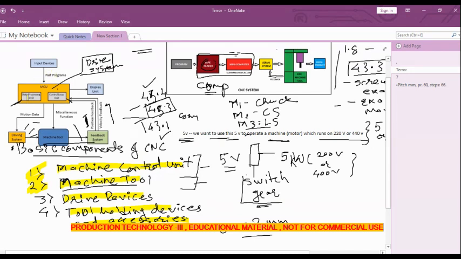a computer which is capable of taking some input. Based on those inputs, the computer gives the signal after processing the data to the motion data. This is called motion data, and it is given to the drive system. The drive system means different motors and their driving conditions. So motors are driven and the machine tool starts working.